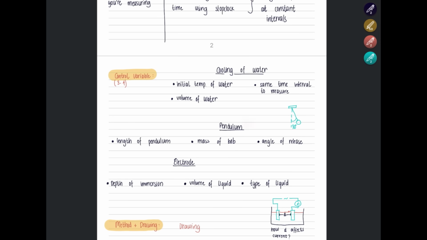If you have an experiment related to a pendulum, the length of the pendulum should be the same, this length of the string, because if the length is more, the amplitude will be greater. The mass of the bob and the angle of release should also be the same.